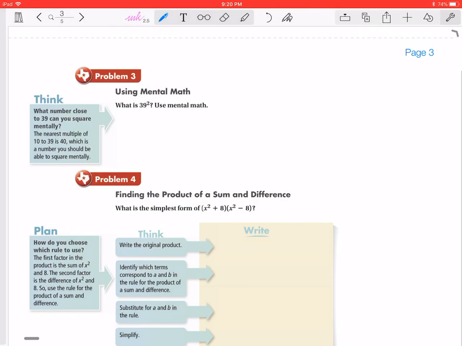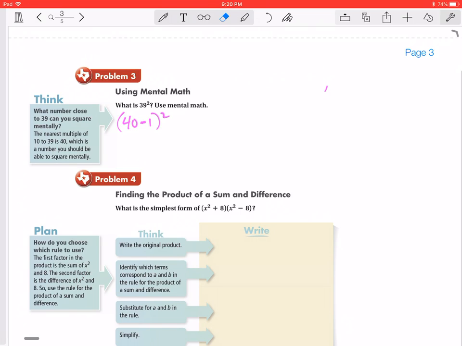But in reality, we can make this even easier, because if we think about what's close to 39, 40 is close to 39. And if I do 40 minus 1, that will give me 39. So I can rewrite this as 40 minus 1, and it's squared, so I'm going to square it.